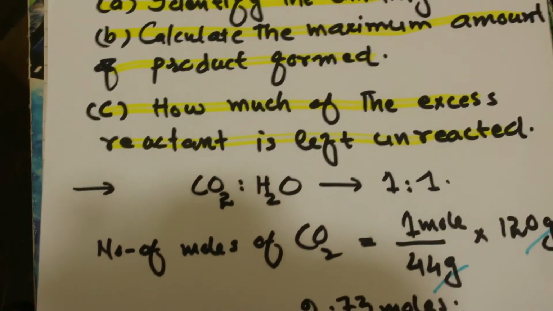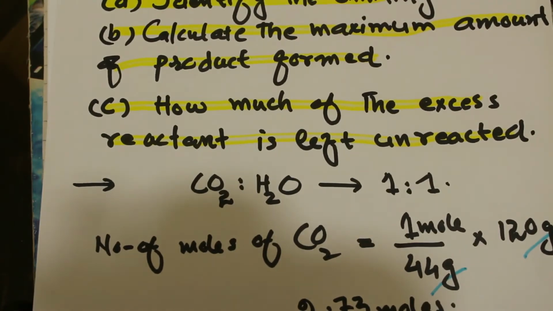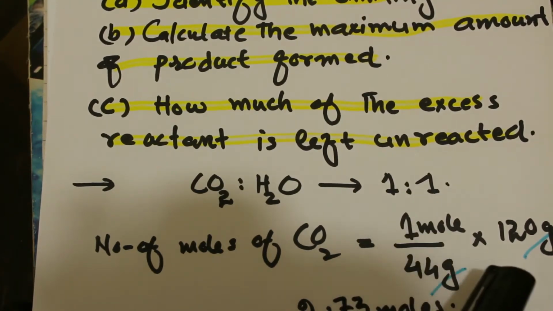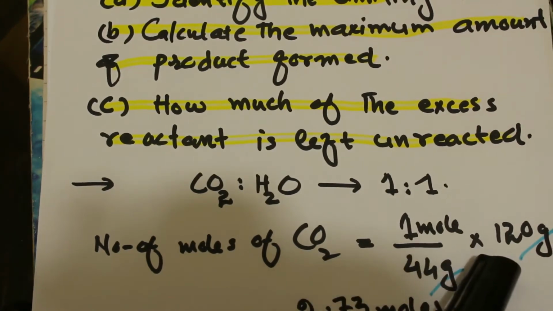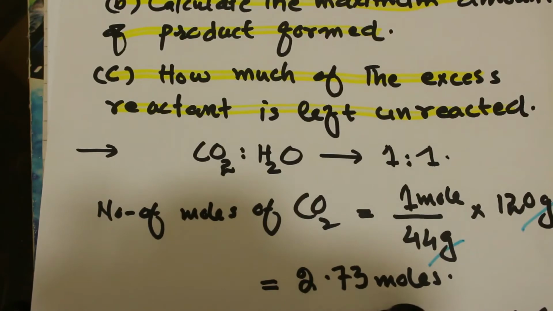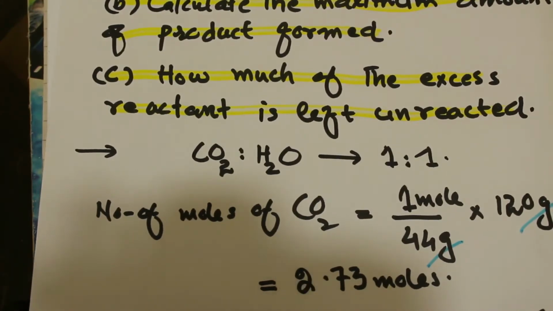So first of all, let's calculate the number of moles of carbon dioxide. 44 gram of the carbon dioxide is equal to 1 mole. Then how many moles will be contained in 120 gram of the carbon dioxide? Because 120 gram is the given amount of the carbon dioxide, we get 2.73 moles of the carbon dioxide. So here in the question, 120 gram of the carbon dioxide corresponds to 2.73 moles of the carbon dioxide.